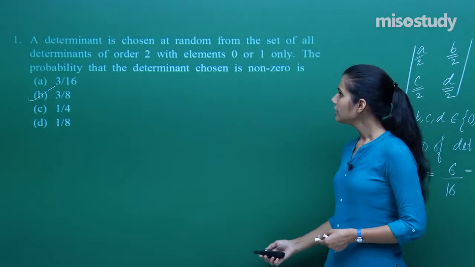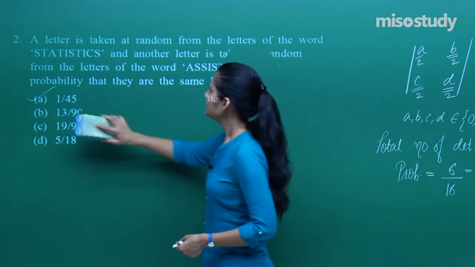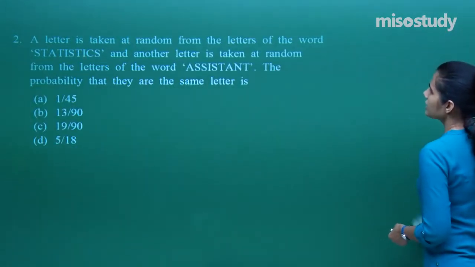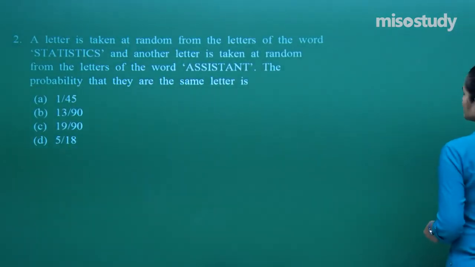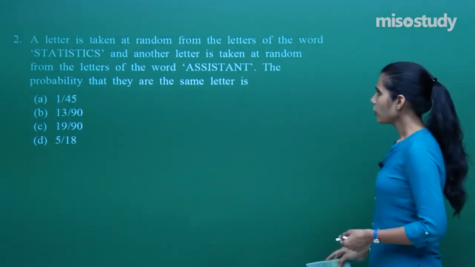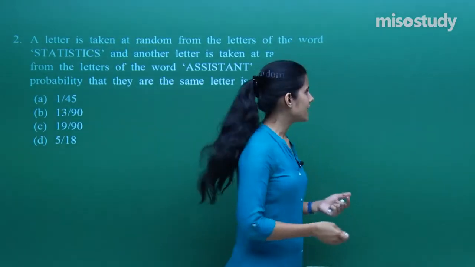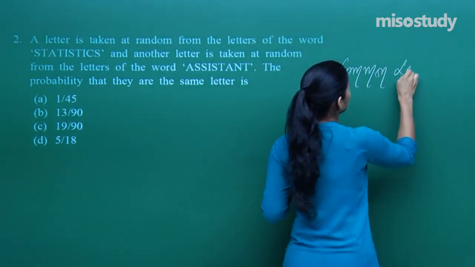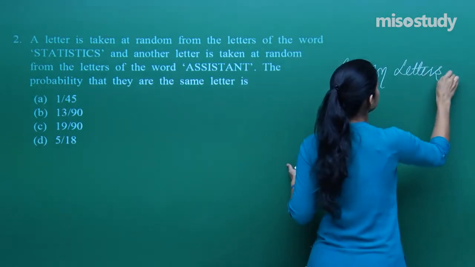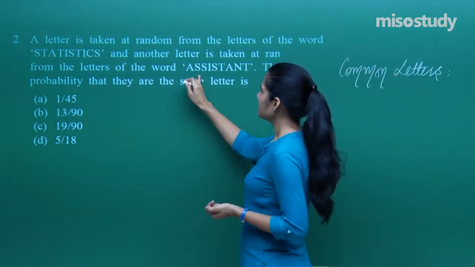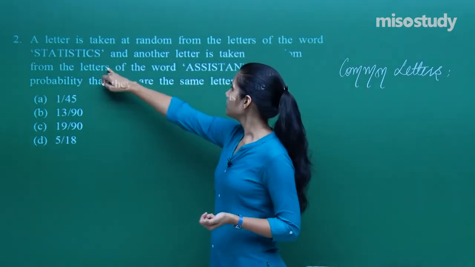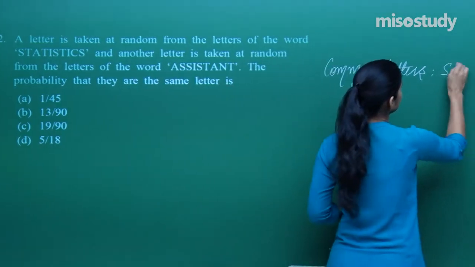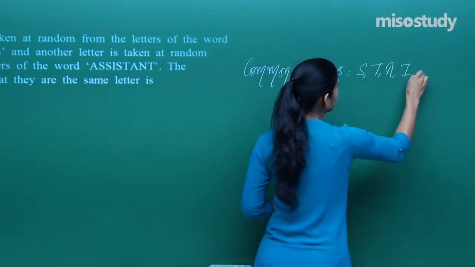Clear? Now I have the next question, which is saying that a letter is taken at random from the letters of the word statistics and another letter is taken at random from the letters of the word assistant. What is the probability that they are same letters? So when I talk about statistics and assistant, what are the common letters? You can see there is S common, there is A common, there is I common, and there is T common. S, T, A and I.